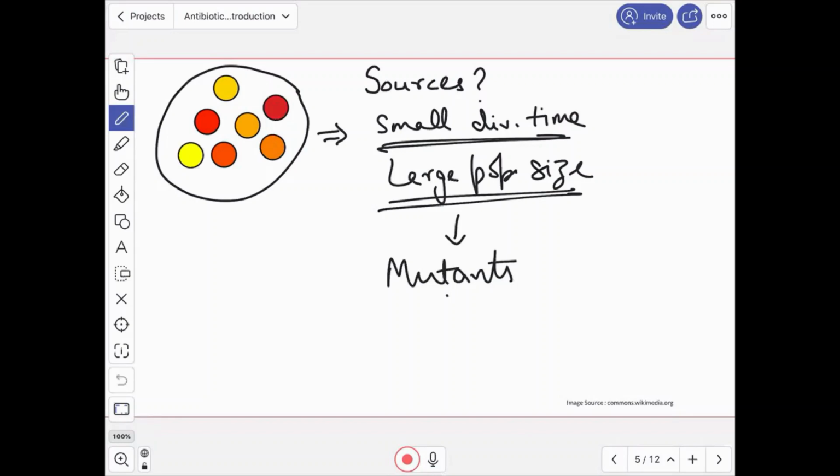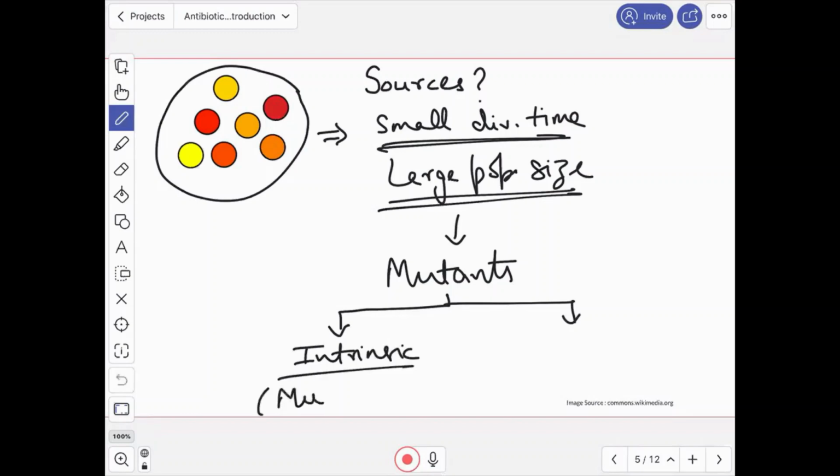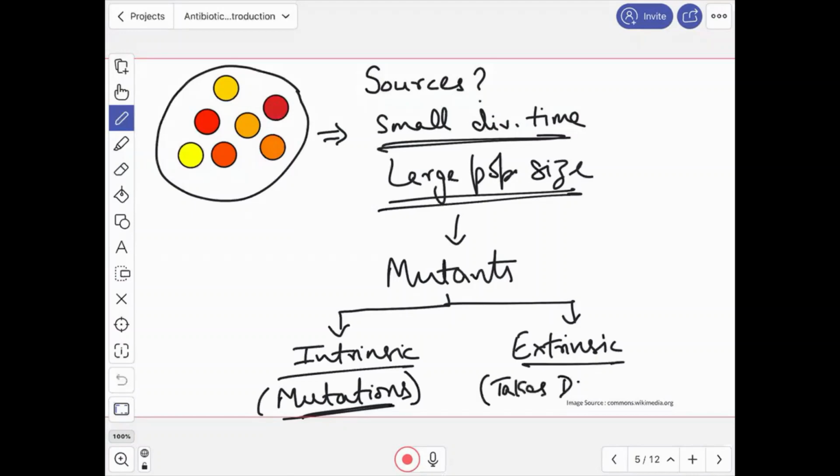Now, these mutants could arise due to two reasons, broadly speaking. First, it could be an intrinsic source, where mutation or changes in the DNA at the nucleotide or chromosomal level can occur in a random fashion. So that's your intrinsic source, which is mutation. The second source could be an extrinsic source, where the bacteria takes in genetic material from its surroundings, for example, from other bacteria present in its vicinity.